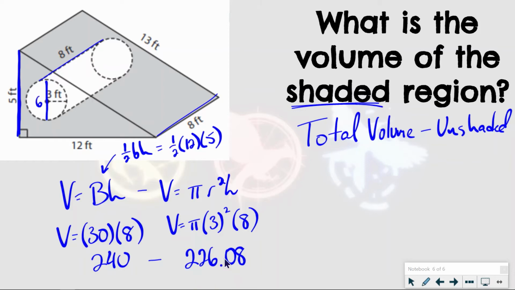But our last step is really just subtracting out that unshaded part. Let's pretend that does fit inside of there, and that would be about 14. Actually, I'm just going to round that to 14. And we're talking about volume, so it's feet cubed.